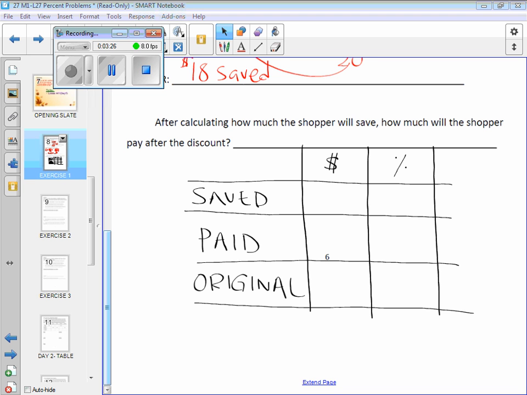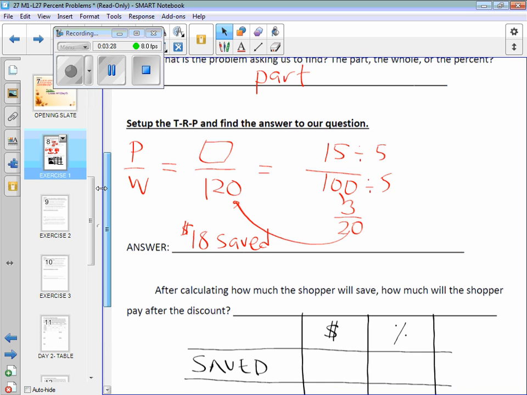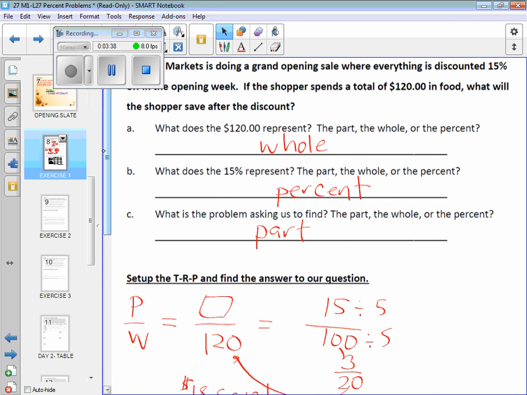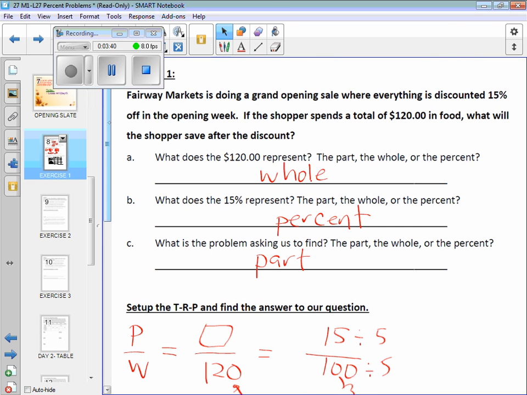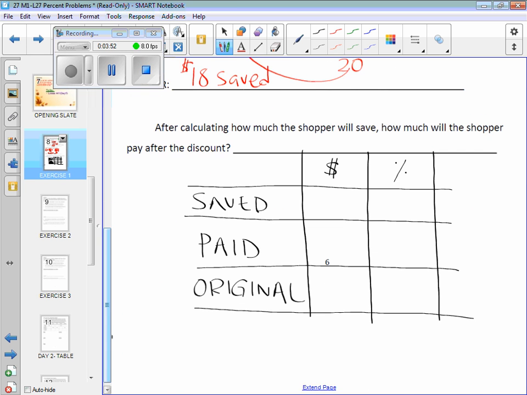I want you to make believe that you haven't done the first part yet. Make believe you have not figured out the $18 saved yet. All I want you to do right now is there's 2 numbers in the word problem. You have the 120, and you have 15%. Read the question again carefully, and then I'm going to call you up, and I want you to put where you think 15 and 120 goes in this chart.